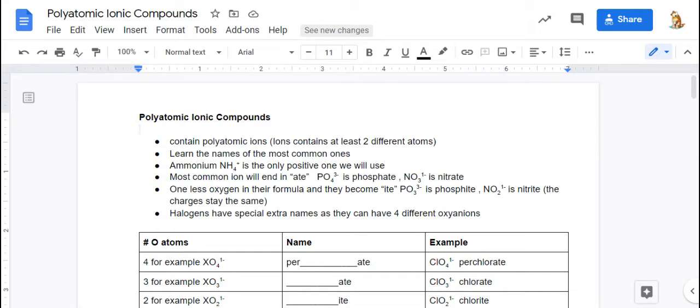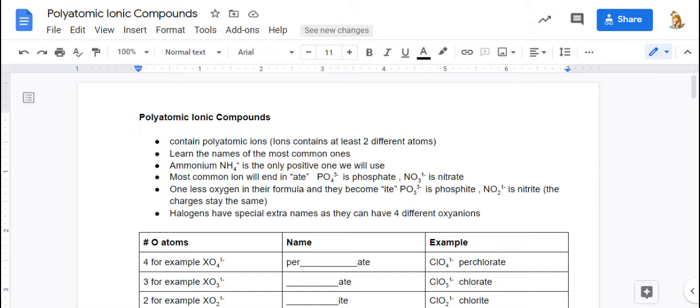Polyatomic ionic compounds. So these are ionic compounds that contain polyatomic ions. Polyatomic ions contain at least two different atoms. You're going to learn the names of the most common ones. Ammonium, NH4 1 plus, is the only positive one we will use, and the ammonium ion will take the place of a metal in the ionic compound.